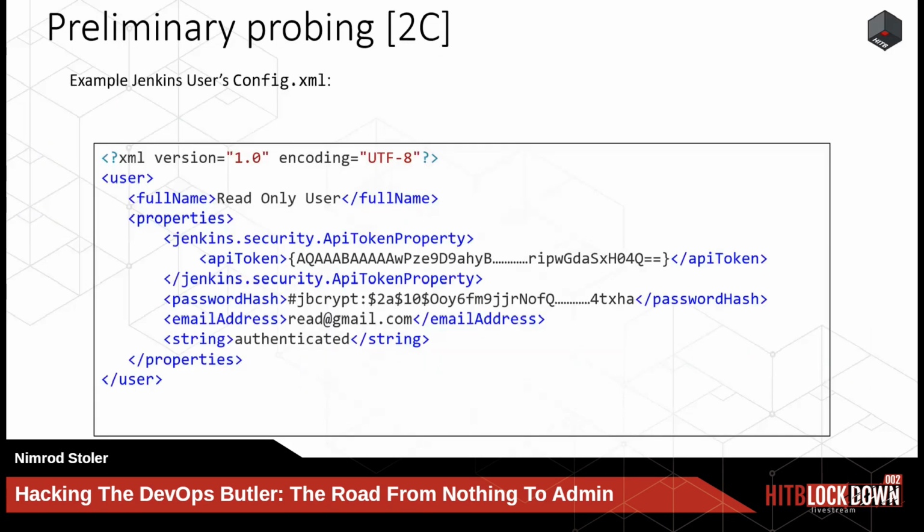Okay, this here in front of us is an example of a user's config XML file. We can see some of the information recorded here. Maybe the user's full name here, the API token, which is encrypted. This is the API token. The password hash here, its email address, and other information.